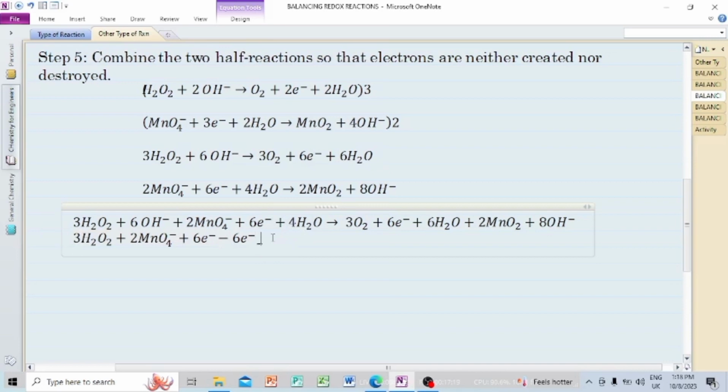This will produce 3O2 plus 6H2O minus, sa kabila magiging minus 4H2O plus 2MnO2 plus 8OH negative, 8 hydroxide ion. And meron din tayong hydroxide sa kabila kanina na 6. So, ililipat lang natin sa kabila, kaya magma-minus tayo. Minus 6OH negative.